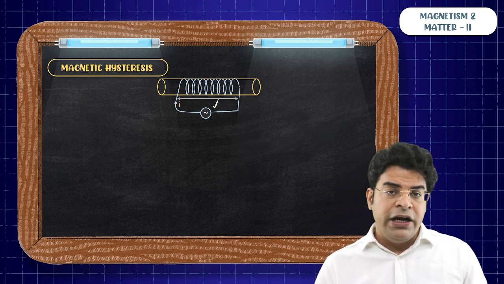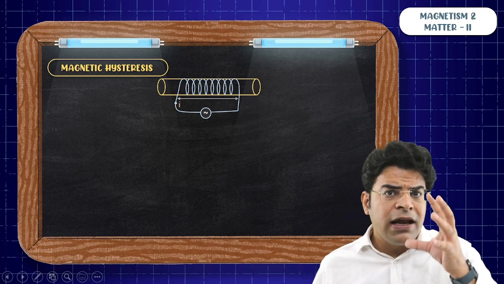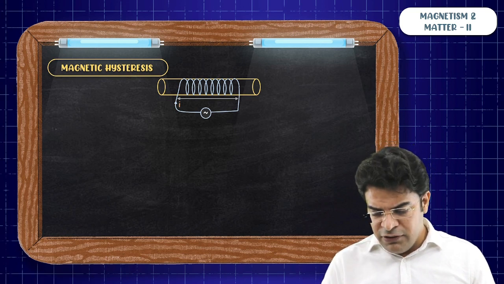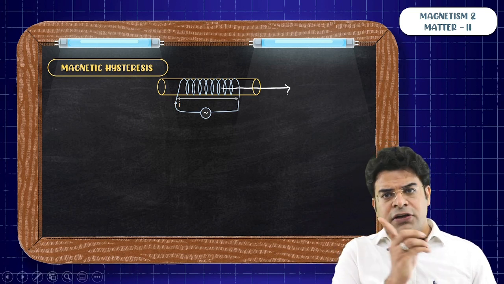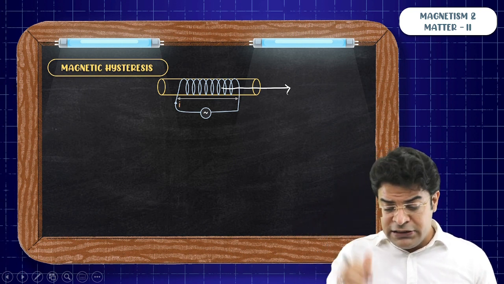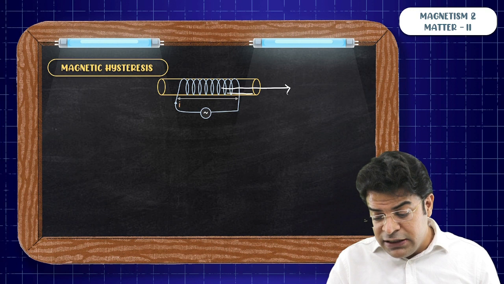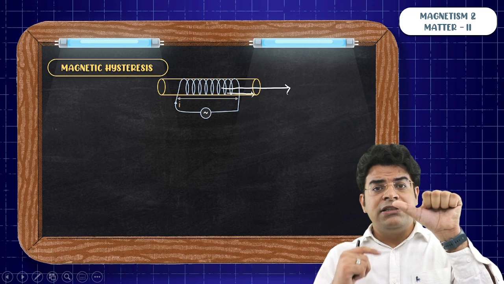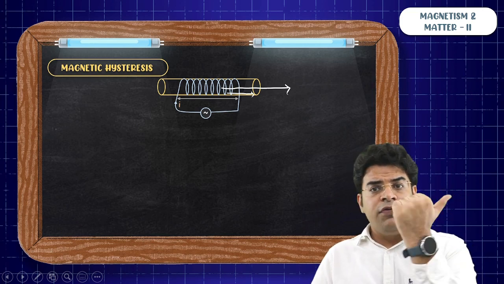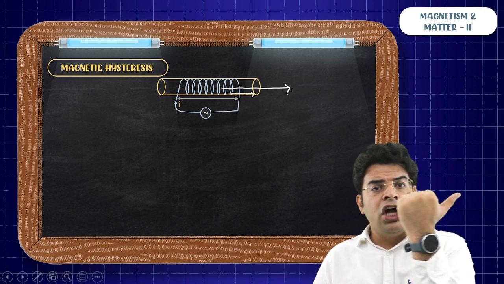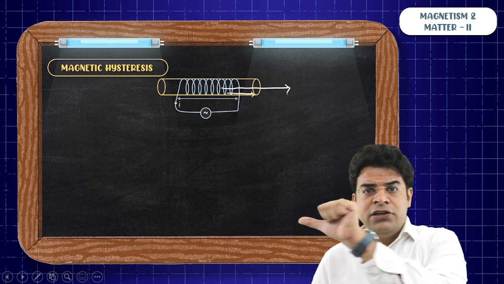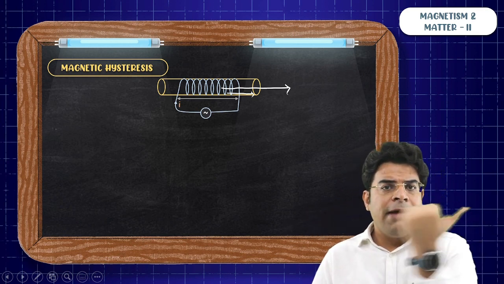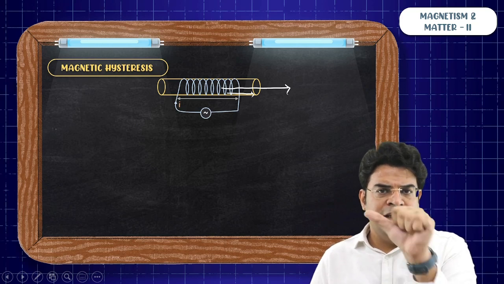If you connect a solenoid with an AC supply, what happens to the direction of magnetic field inside the solenoid? So sir, first, as the current will increase, the magnetic field will increase in one direction. And then as the current will decrease, the magnetic field will decrease in that direction. So first increase in one direction, then decrease in that direction. Then the current starts increasing in the opposite direction. So the magnetic field starts increasing in the opposite direction, then decreasing in the opposite direction, then increasing in one direction, decreasing in one direction, then increasing in the opposite direction, decreasing in the opposite direction. And this is how the magnetic field keeps on varying inside the solenoid.